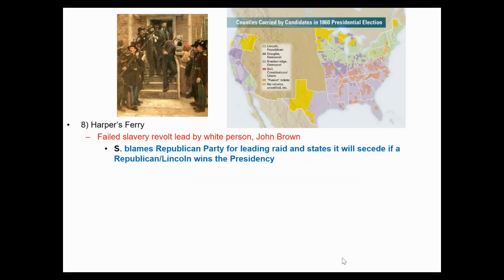Now, before that election, Harpers Ferry occurs. And Harpers Ferry is an armory where the federal government keeps its guns. And the idea is that John Brown was going to raid the armory and he's going to give guns to slaves.